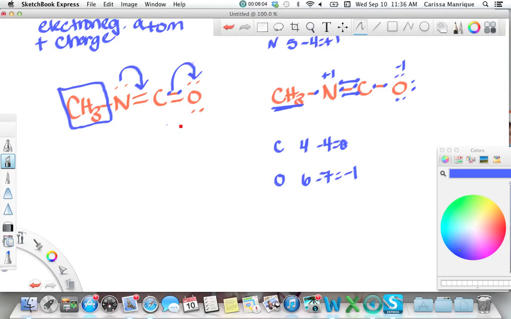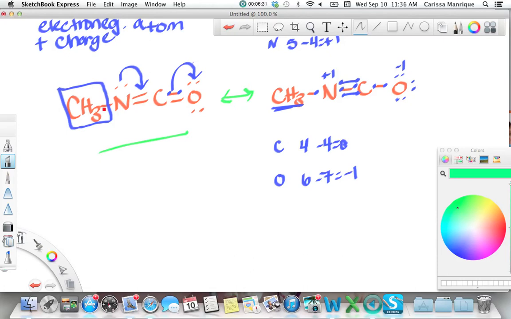Now, in the problem, it wants you to do the arrows going forwards and back. Let me change this to green. This is how you move the electrons. These arrows just show the movement of electrons to the most stable resonance structure. Now it wants you to show how to go back. I showed you how to go to this structure, so how do I go back to the original structure?